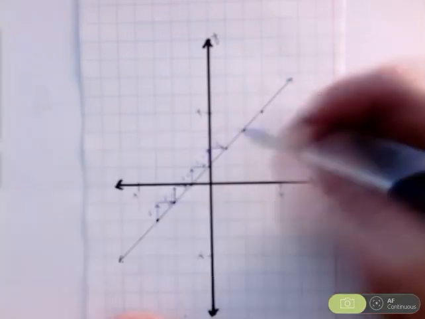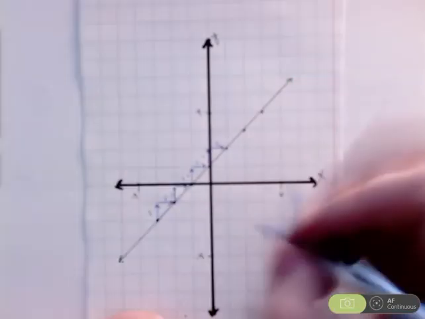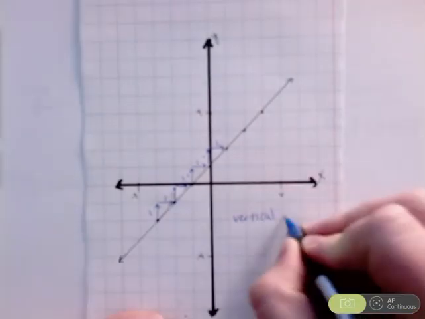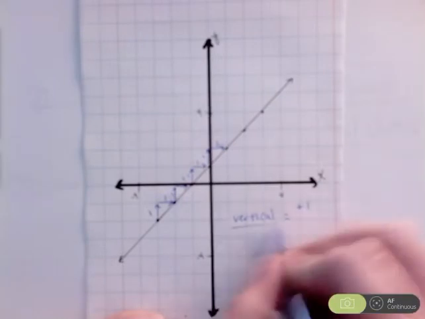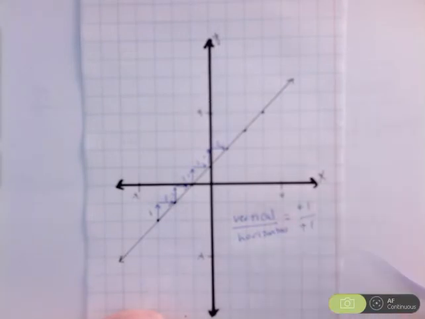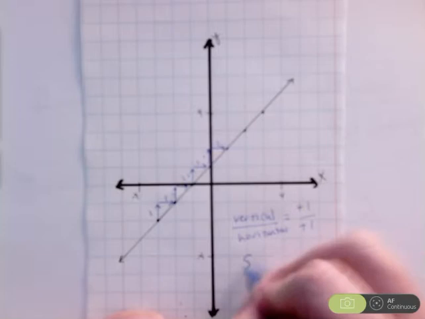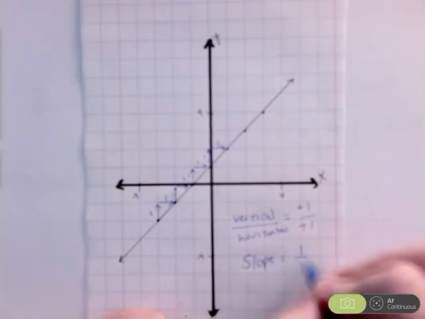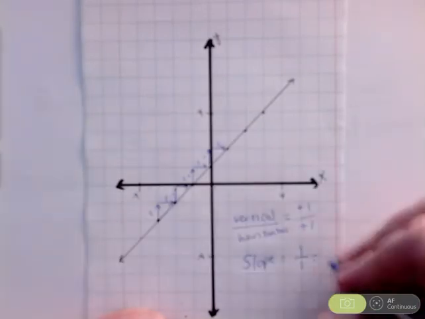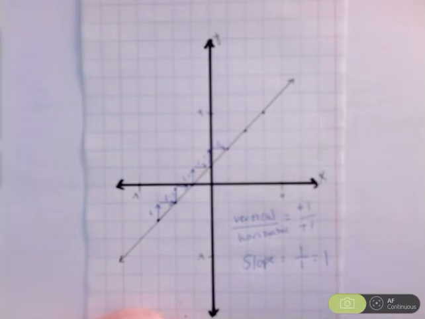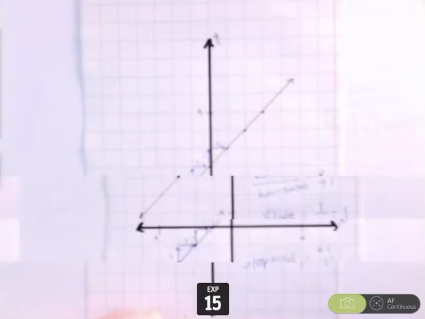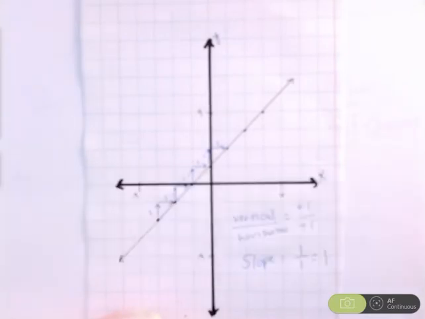So between all these points and continuing on forever and ever, your points change vertically +1, horizontally +1, making this slope 1 over 1. We can always simplify our fractions too. So this slope is 1 over 1, makes this 1. Try to brighten this for you a little bit. Okay, 1 over 1. So this slope is 1.